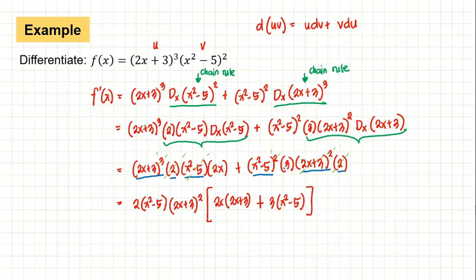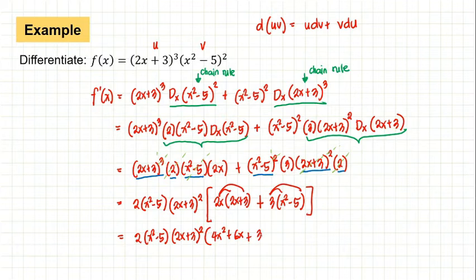Ayan. Then let's simplify. This will now be 2 times x squared minus 5, 2x plus 3 raised to 2. And this is, you distribute. We have 4x squared plus 6x. You distribute. We have 3x squared minus 15. And we now have the final answer, 2 times x squared minus 5.